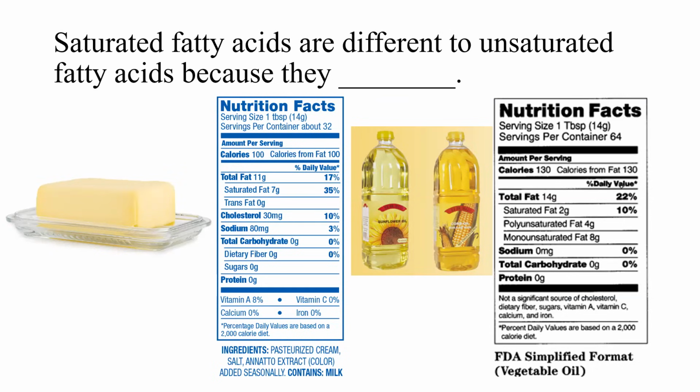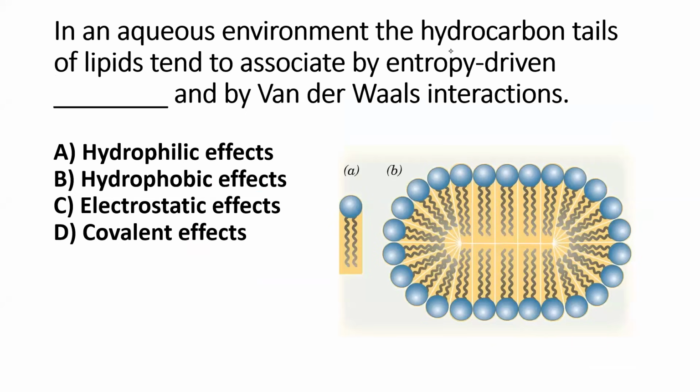Here are our compositions, okay? For your reference. So there's our butter. Saturated fat is 7 grams out of the 11 grams of fat. And then for vegetable oils, 12 of the 14 total grams in a serving of vegetable oil are unsaturated fats. Okay.